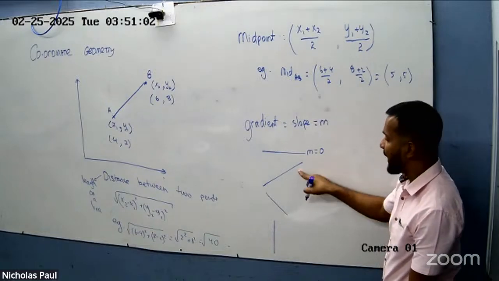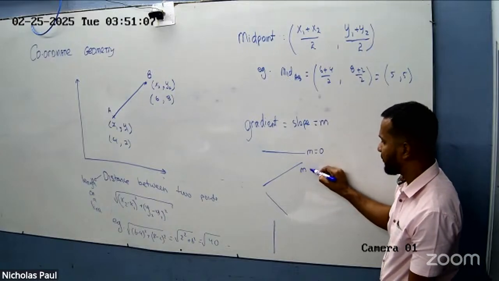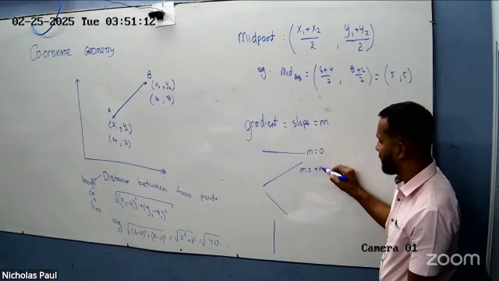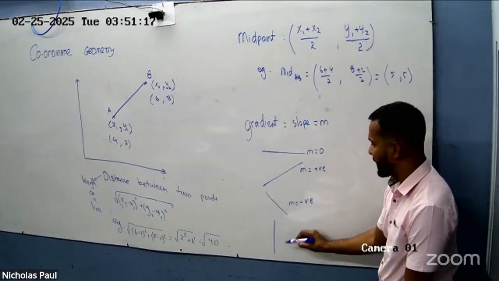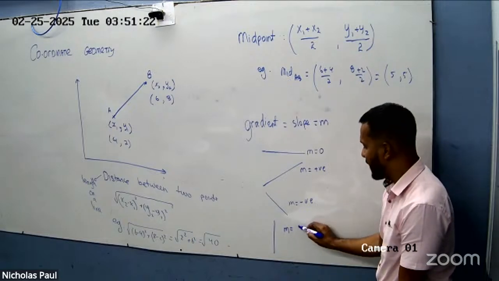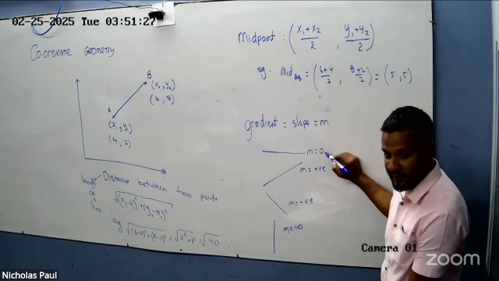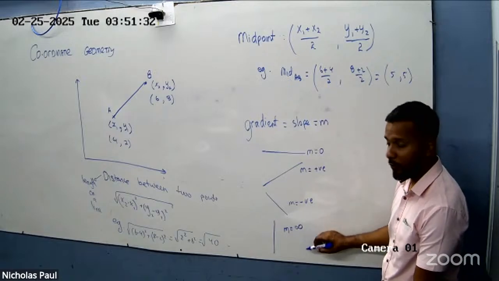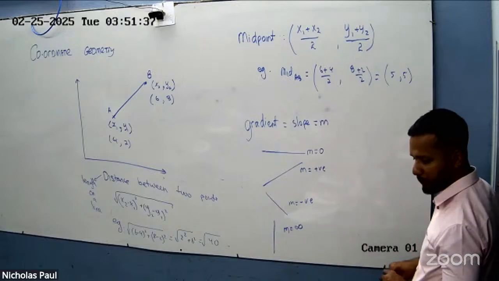A line like this has some slope. What type of slope is this? Positive. So we can say the gradient here is positive. What kind of slope is this? Negative. What kind of slope is this? That's all the slope in the world, so the gradient there is infinity. This line has no slope, and this line has infinite slope.